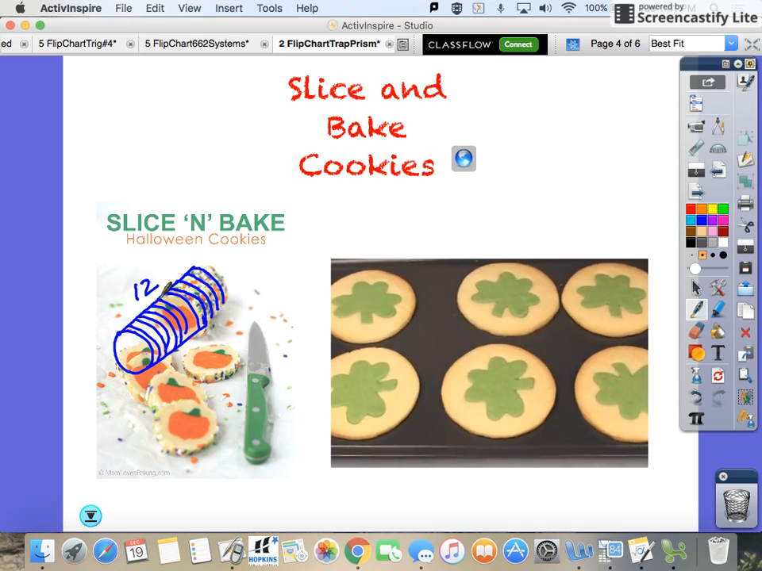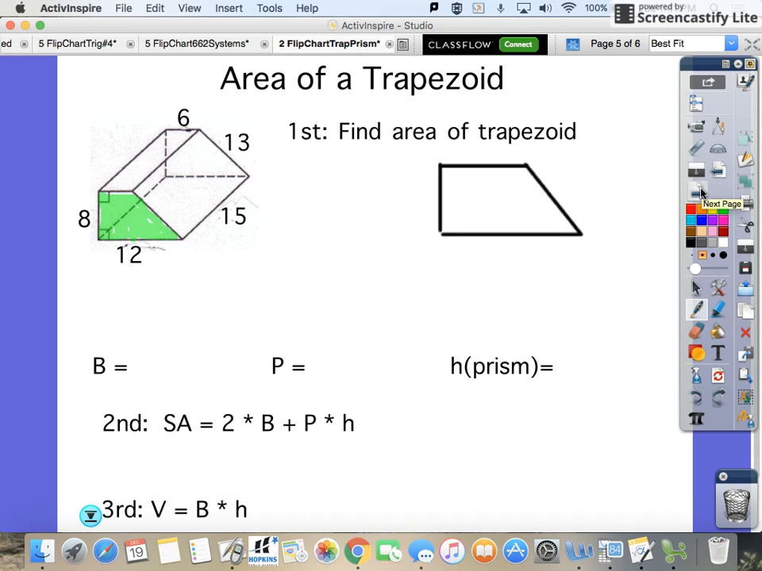Okay? So for this, what we're going to talk about is like trapezoid shaped cookies. So if I was going to slice this, that's what one cookie would look like, right here, like a trapezoid, like this, okay? We'll start with the easy stuff, the two-dimensional stuff, and then we'll move to the third dimension. So first, what we have to do is find the area of the trapezoid. So what that means is just find the area of the face of the cookie.